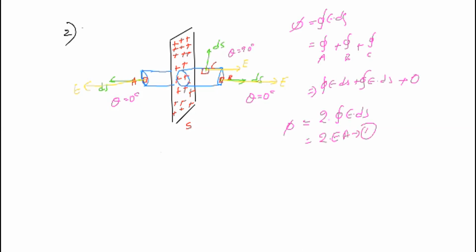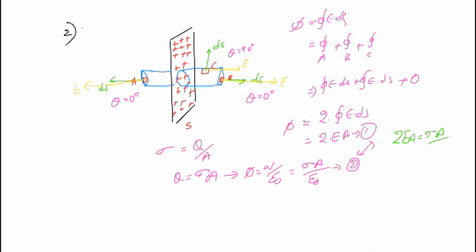Now similarly, for a surface, sigma is equal to Q by A. So Q is equal to sigma A. I'm going to substitute this relation in flux phi is equal to Q by epsilon naught. So it is equal to sigma A by epsilon naught. This is your second equation. Equating these two, I'm going to write the final relation: 2EA is equal to sigma A by epsilon naught. Since the area is constant, A will get cancelled. So electric field E is equal to sigma by 2 epsilon naught. This is your relation. Remember, this is for a single surface charge distribution. Remember this relation. This is a single plate.